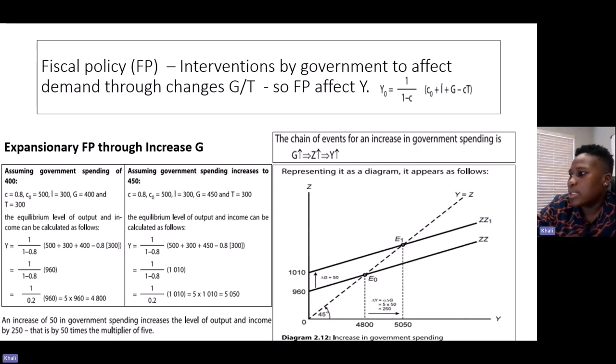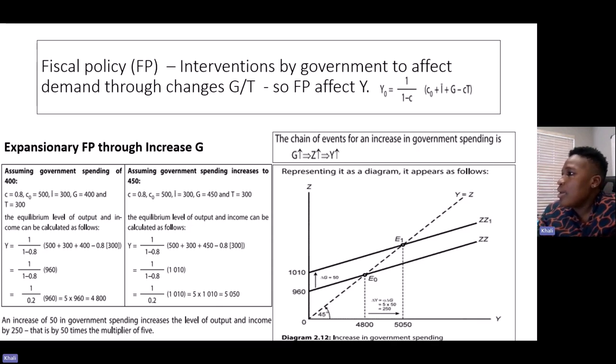So you can see why fiscal policy can be used to impact equilibrium outcome. Look at our equation. Remember, the equilibrium level of output, which in this slide is Y0, equals the multiplier, which is 1 divided by 1 minus C, multiplied by the autonomous spending. You can see G and T feature in the autonomous spending equation, and you can see the mathematical symbol in front of each. Because G is positive, we say that equilibrium level of output is positively related to G. So if G increases, the equilibrium level will also increase.